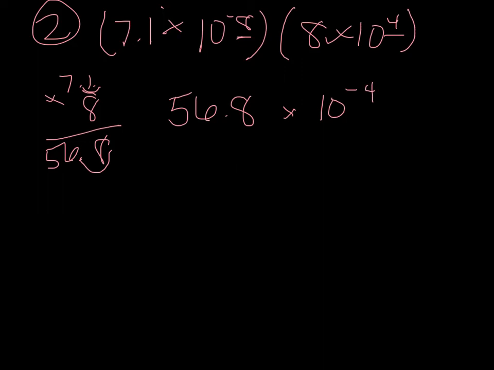Okay, but again, we're not in the correct format for scientific notation. I need to move it back one. So I'm going from 56, a bigger number, to 5 and 68/100ths, a smaller number. So that means I need to add my exponents. I jumped once, so I need to add 1. A negative 4 plus 1 would be times 10 to the negative 3rd power.